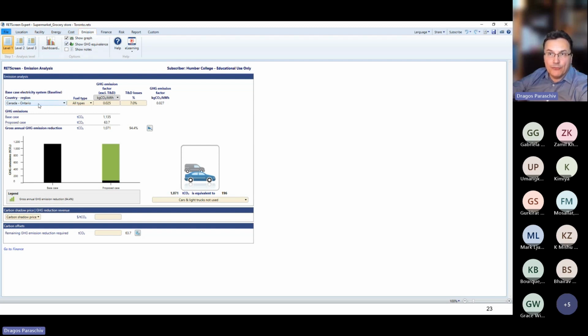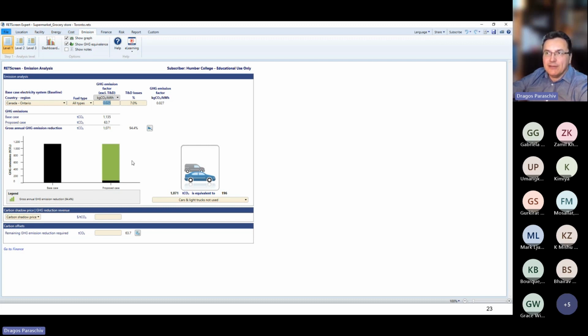So once you select the province of Ontario, based on the location, we have an emission factor of 0.025 kilograms of CO2 per kilowatt hour. This is, again, the grid electricity associated emission factor. And you have the flexibility to change it if you have better or more accurate data. You can also move on to a more detailed way to input the data. But the purpose of this is to quantify the emission savings based on the measures that we implement.